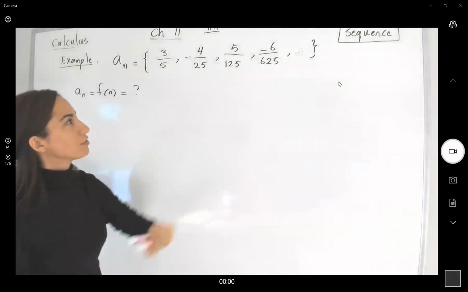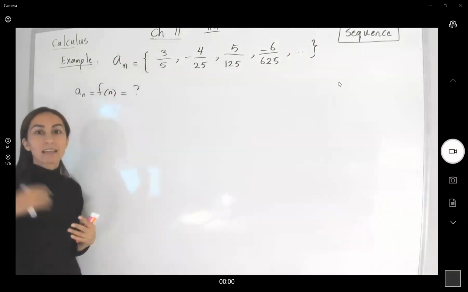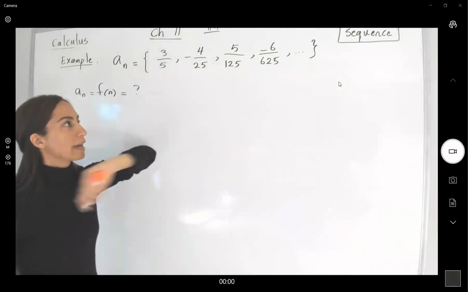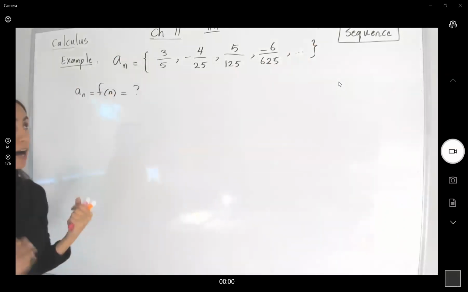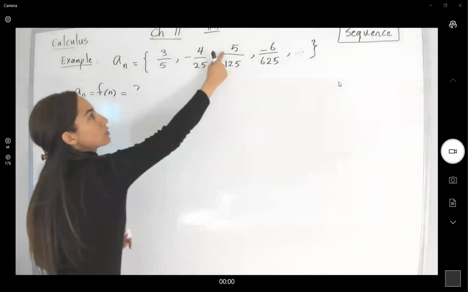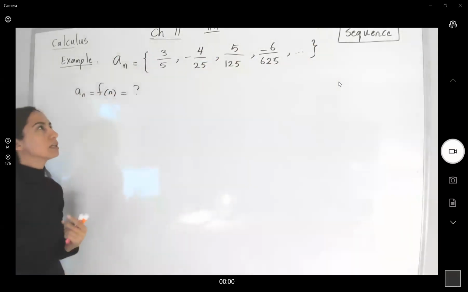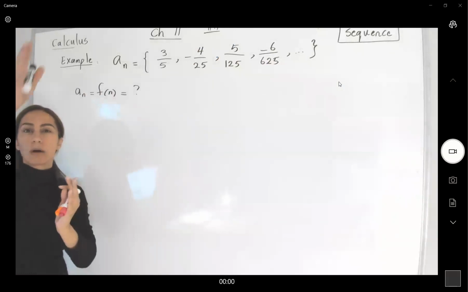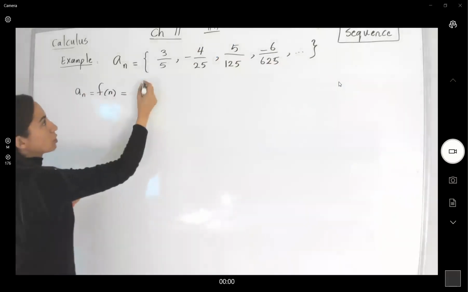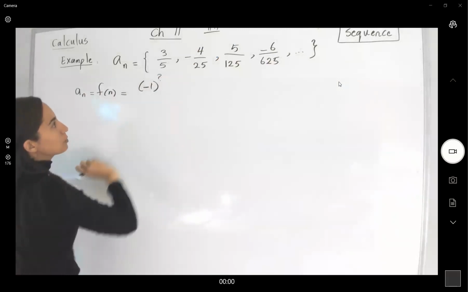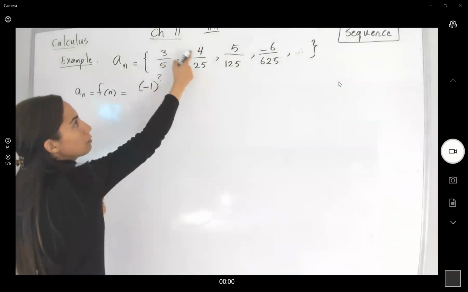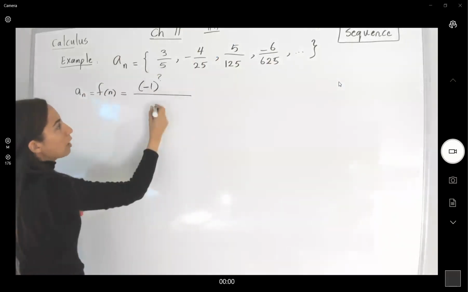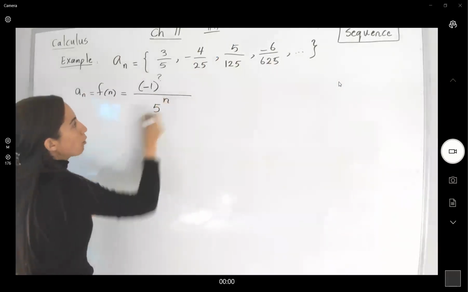On the denominator, it's not very hard to see that it is the exponents of 5: 5 to the first power, 5 to the second power, 5 to the third power, and so on. On my numerator, however, I see positive, negative terms, 3, 4, 5, 6. So it means that there is a negative one raised to some exponent involved. So I have negative 1 raised to something, and then I have 3, 4, 5. On my denominator, I have 5 raised to power n.